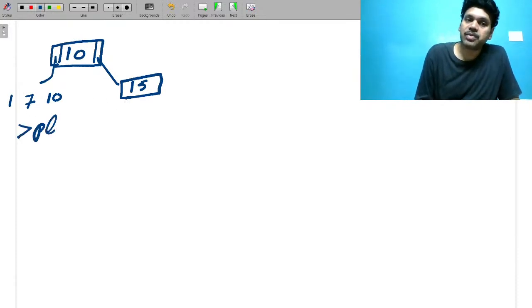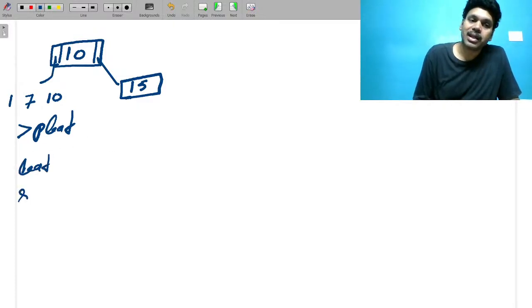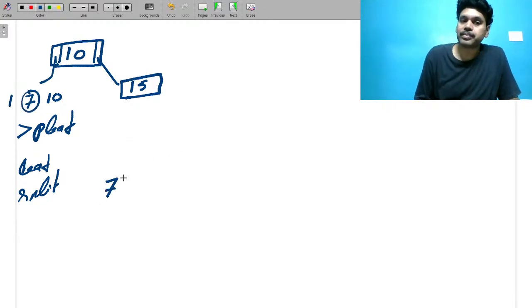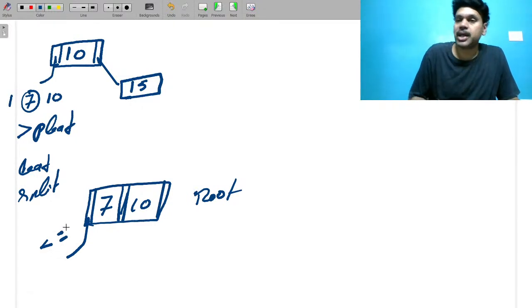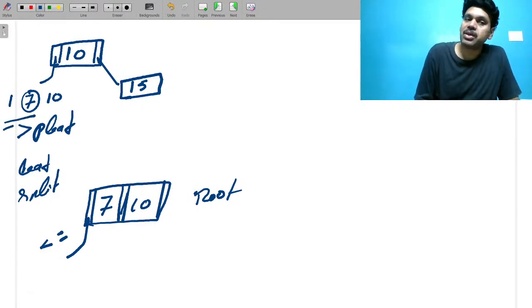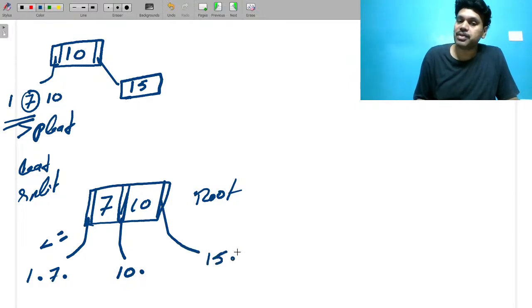This is greater than your P leaf, because 2 keys you are eligible for but 3 keys are coming. Therefore, once again, the leaf is going to split. So this 7 is going to the top. Now 7 and 10 will come here. As usual, 2 keys means 3 pointers you are going to get in your root. So this is your root. You need to follow less than or equal to. Up to 7 you write 1 dot 7 dot, the middle is separated 10 dot, and this is as usual 15 dot.